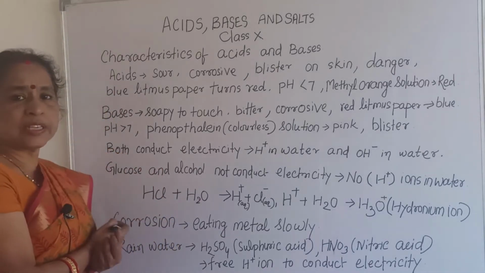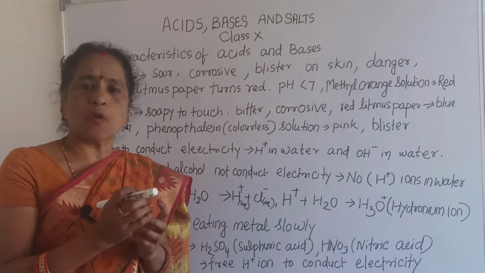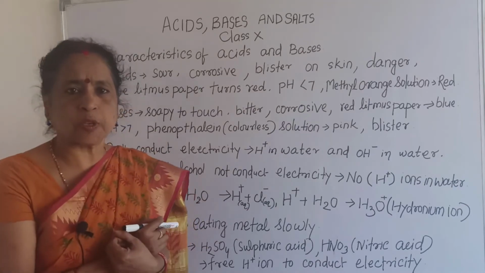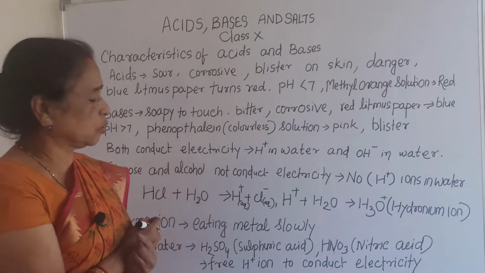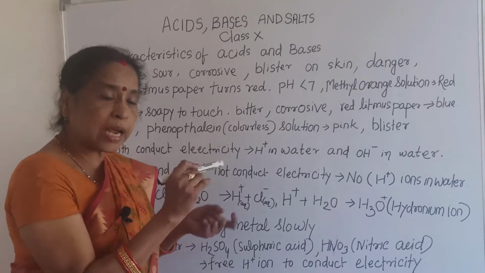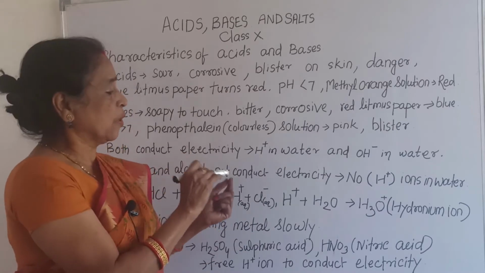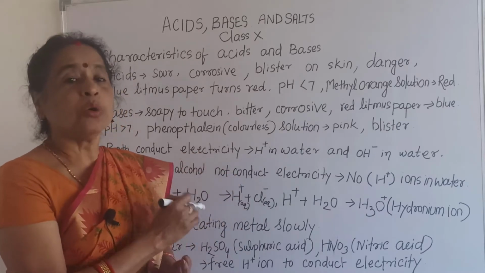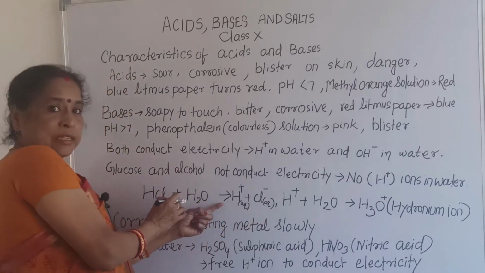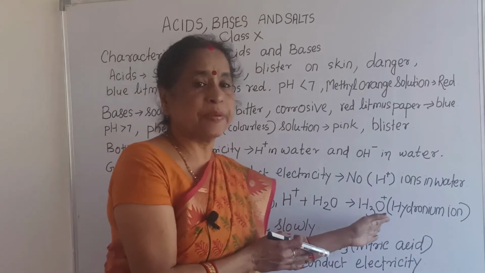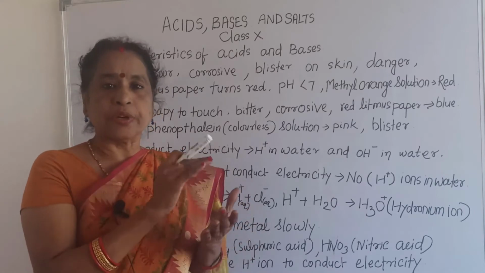Here HCl plus water gives H plus aqua and Cl minus aqua. I already told you aqua means the H plus ion and the Cl minus chloride ion are surrounded by water molecules. That is why I have written aqua in brackets. But nowadays it is proved that instead of H plus ion we can write H3O plus ion, which is called hydronium ion. Now what happens? This H plus and this water both combine and give H3O plus ion. What is that known as? That is called hydronium ion.